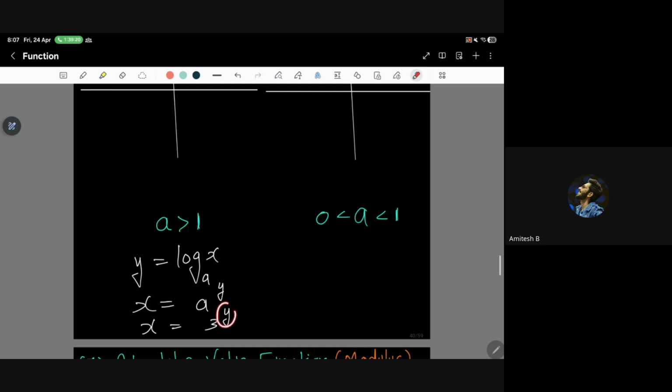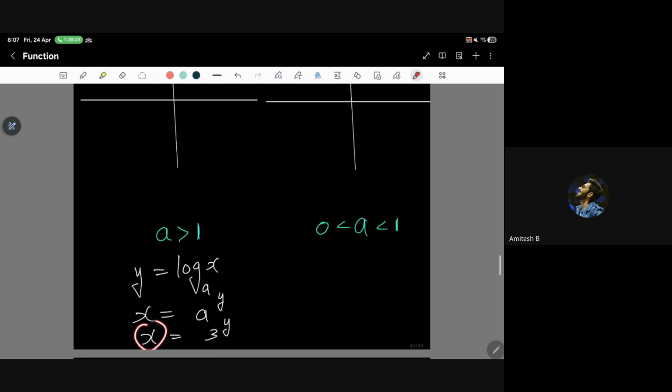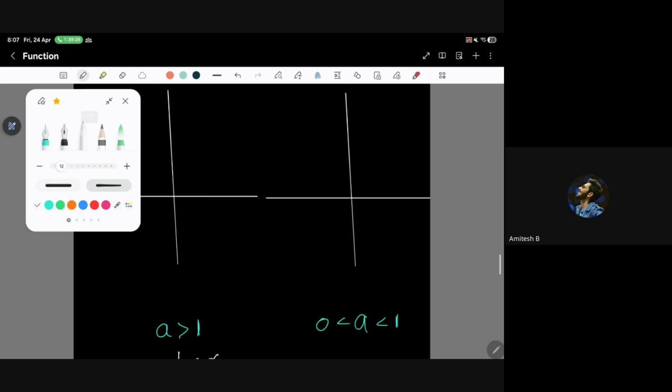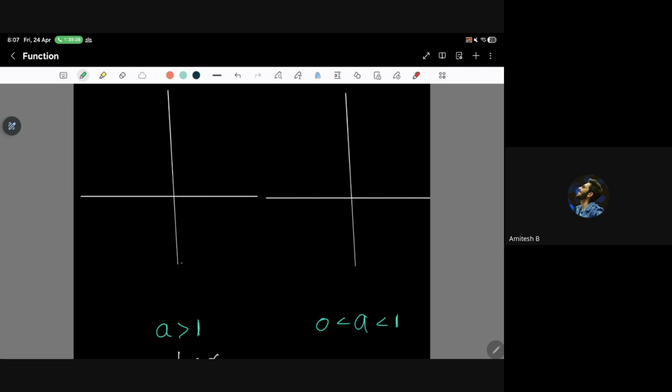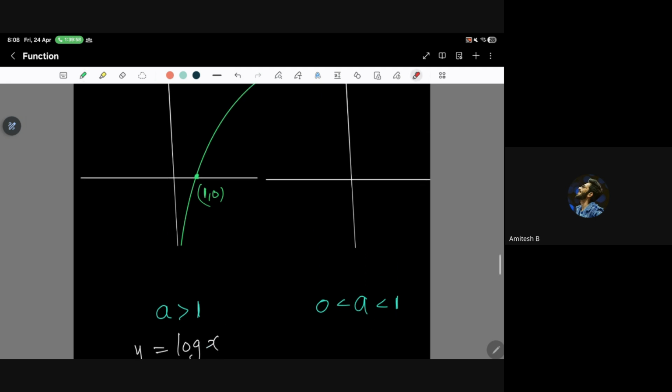Now if you start increasing the value of y, the value of x starts increasing. So you start from here, very near to the y-axis. When you start increasing the value of y, the value of x is increasing. So this will be the graph of the logarithmic function. Now this point will become (1, 0). In exponential we got (0, 1), here you got (1, 0).